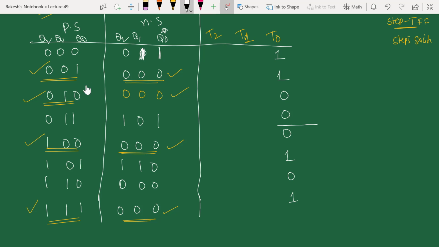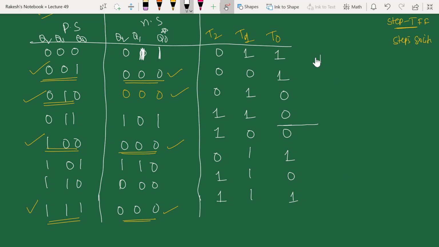Let's make it for Q1 and Q2 also. If you look at the Q1, 0 to 1 is 1, 0 to 0 is 0, 1 to 0 is 1, 1 to 0 is 1, 0 to 0 is 0, 0 to 1 is 1, 1 to 0 is 1, 1 to 0 is 1. Look at the last one, 0 to 0 is 0, 0 to 0 is 0, 0 to 0 is 0, and 0 to 1 is 1, 1 to 0 is 1, and 1 to 1 will be 0, 1 to 0 will be 1, and 1 to 0 will be 1. Now you got the required T input.